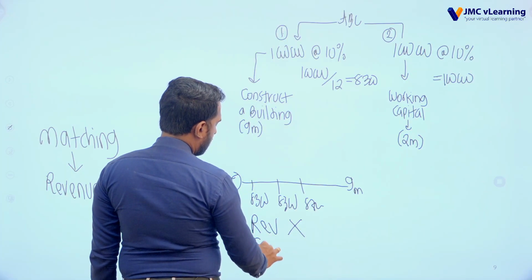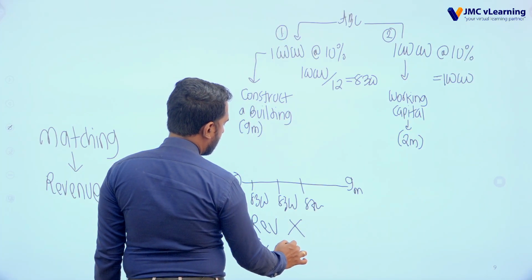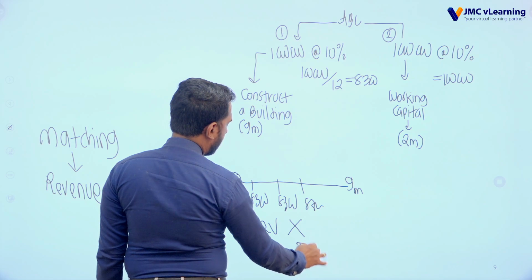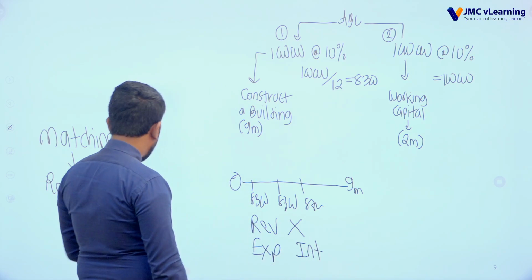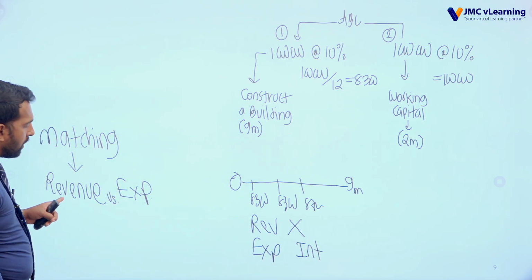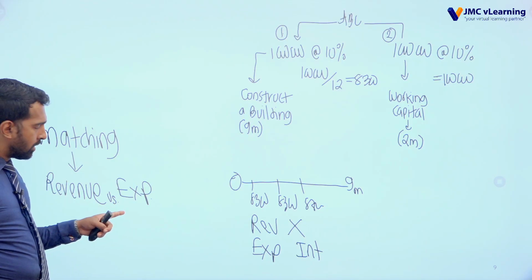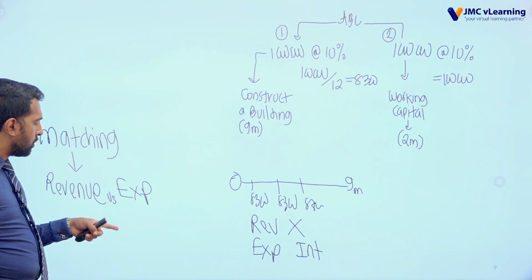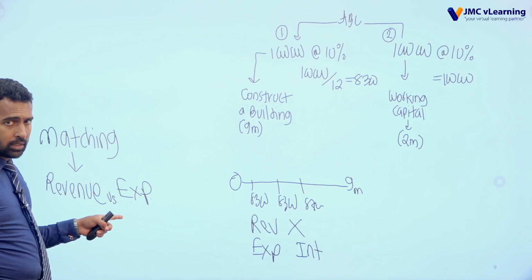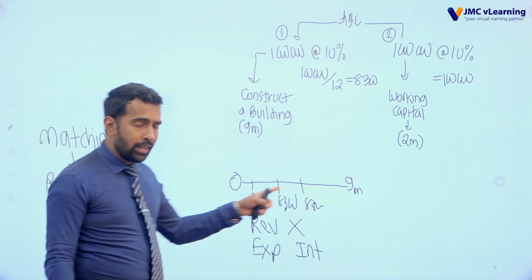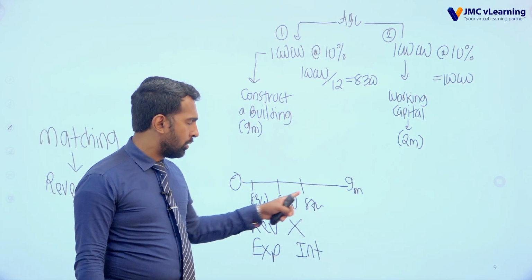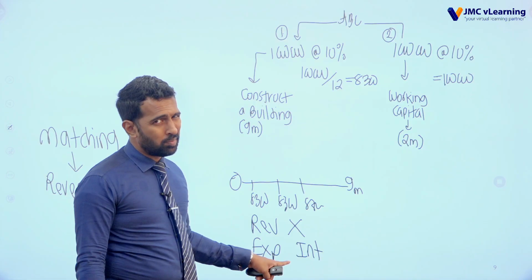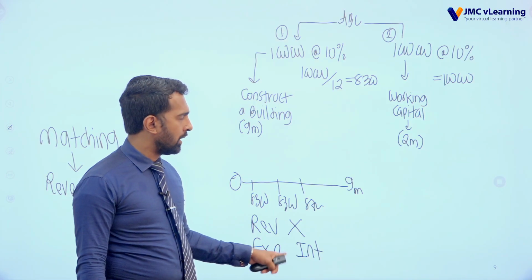But there will be an expense. You get an interest expense. That is against matching. Matching means to match the expense to the revenue. The matching concept asks you to match the revenue versus expenses. Now here for 9 months you don't have revenue but you have an interest expense, which is not matching.